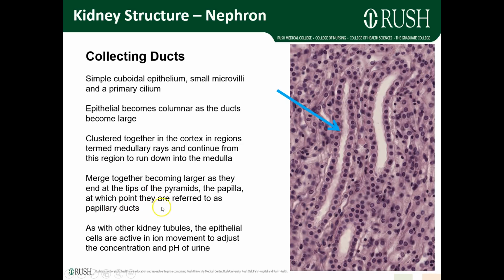So as with other kidney tubules, the epithelial cells are active in ion transport, and they move that to adjust the concentration as well as the pH of urine.